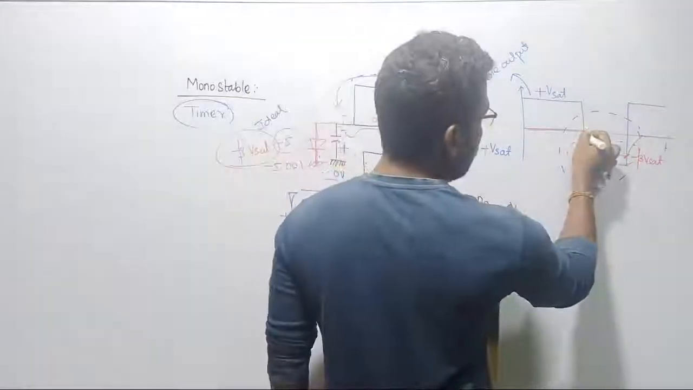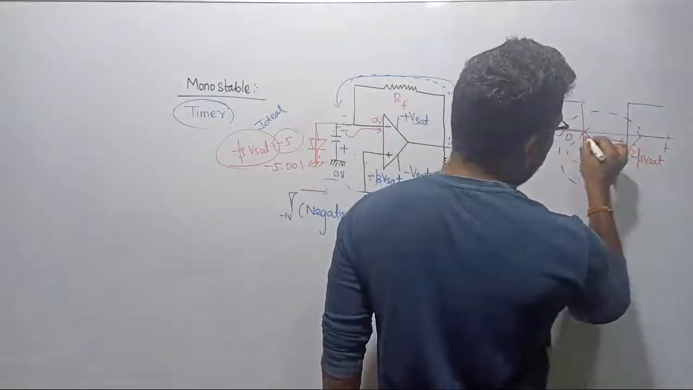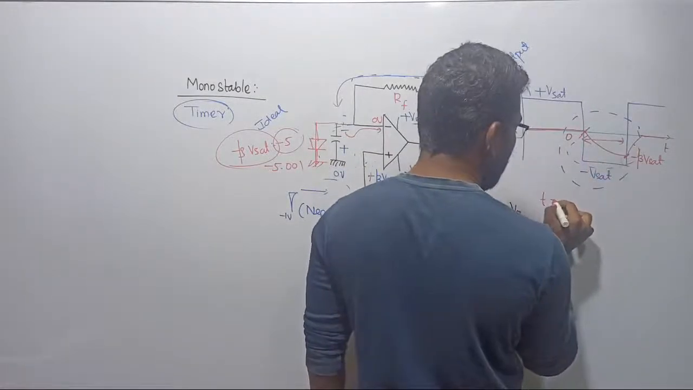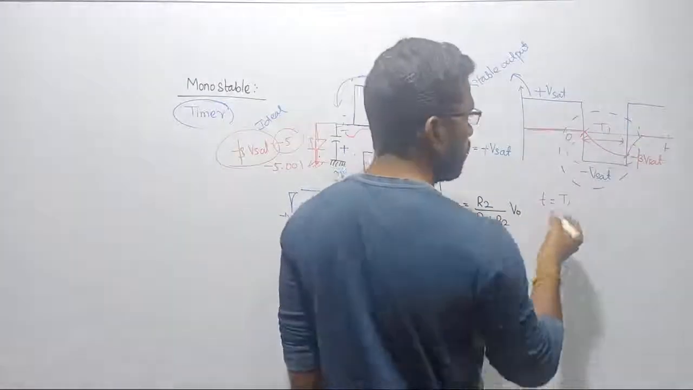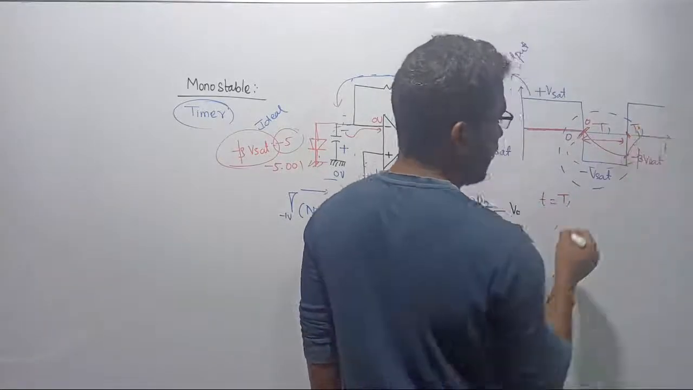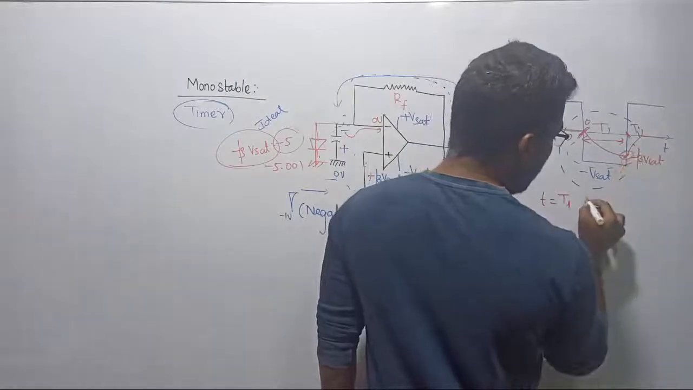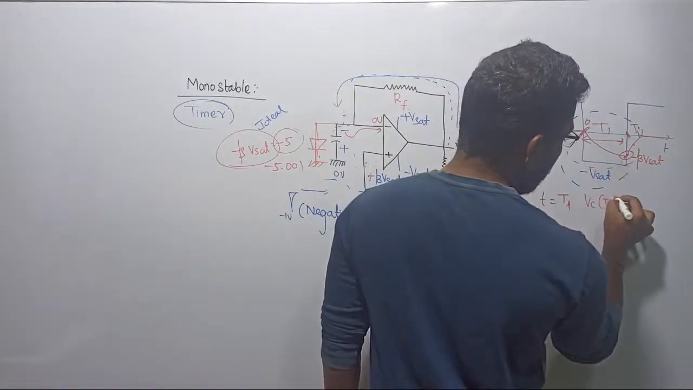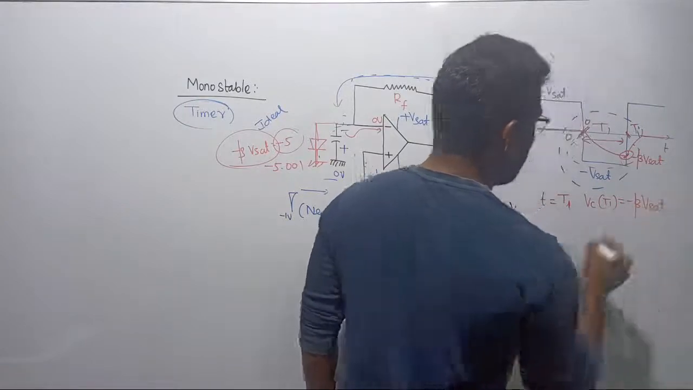What is the initial value? 0. See there, this is the total time period, right? Let me consider t equal to t1. This is the 0 point, and we are going to travel up to t1, right? So when t becomes t1, the available voltage across the capacitor at t equal to t1 will become minus beta times Vsat. Am I correct?